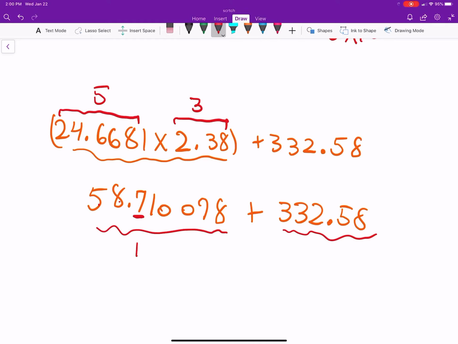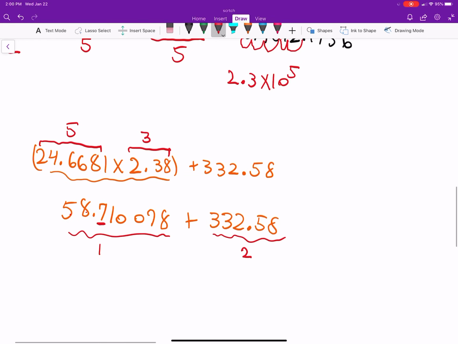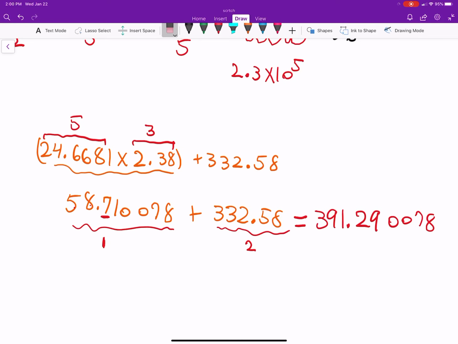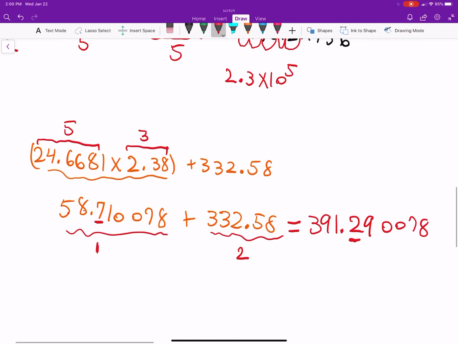This has 1, the 0.7. This has 2. So if we were to just add this together really quick, you'll get 391.290078. If you just add these together in your calculator, you'll get this. But the important thing to note is that this has one number after the decimal. This has 2. So our solution should only have 1. If we look at the 9, that means we have to round up. So 391.3 is our answer. Okay.